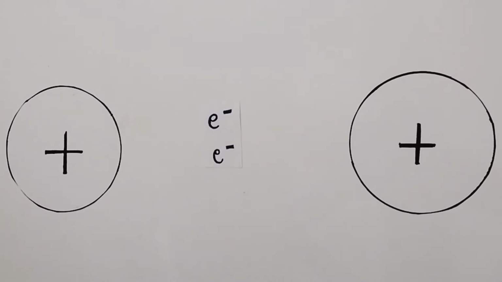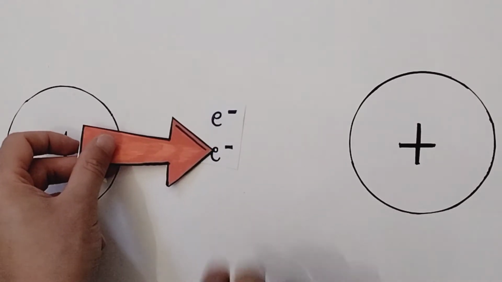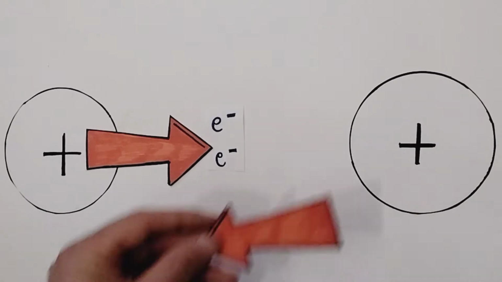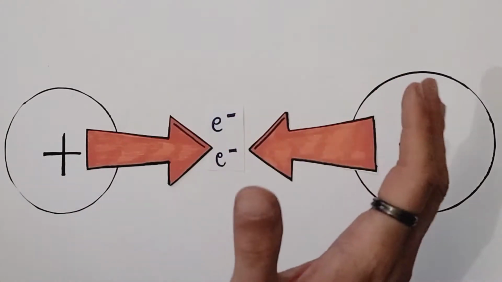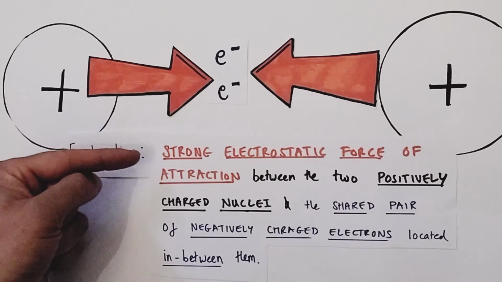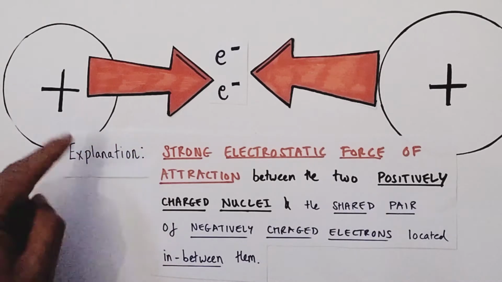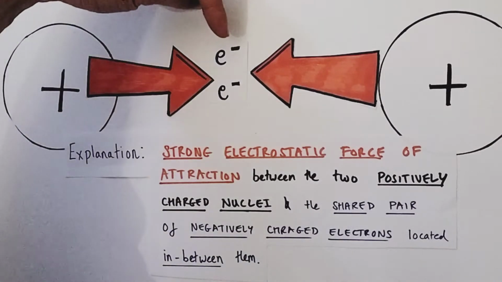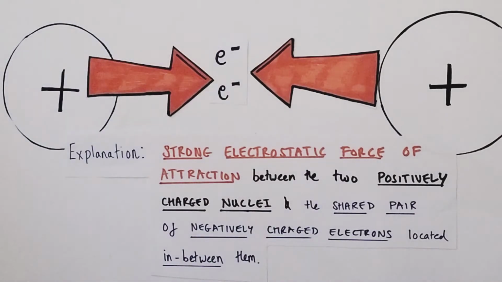Well, it stands to reason that the positive nuclei are going to attract towards those negative electrons in both directions. So this left-hand nucleus is being drawn in this way, and simultaneously this right-hand nucleus is being drawn in this direction. So what do we have going on? Well, we can define this very simply. What we have is a strong electrostatic force of attraction between the two positively charged nuclei and the shared pair of negatively charged electrons located between them. And it's pulling in towards the center from left and right hand side.